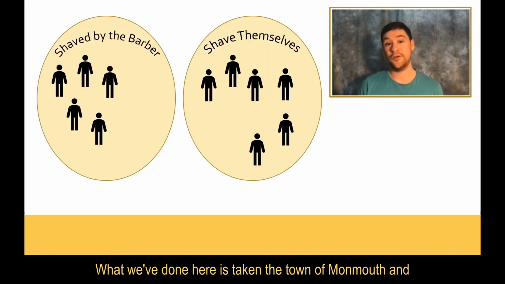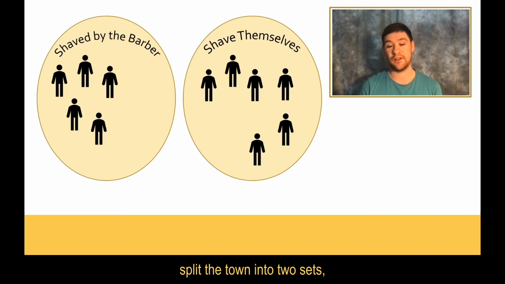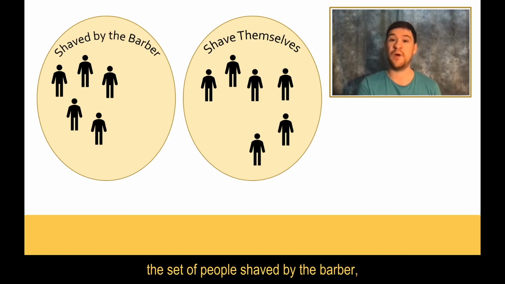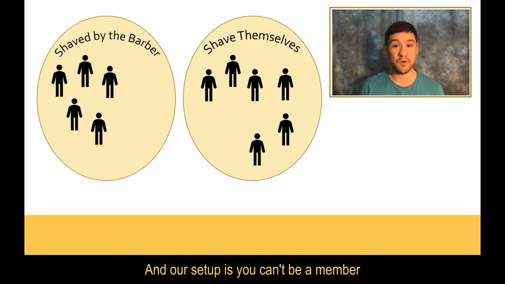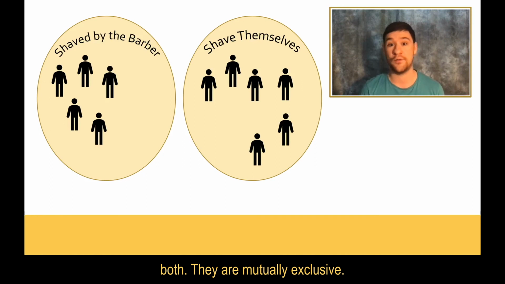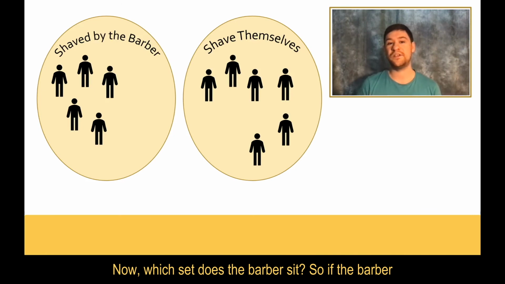What we've done here is taken the town of Monmouth and split the town into two sets. The set of people shaved by the barber and the set of people who shave themselves. And our setup is you can't be a member of both. They are mutually exclusive. Now, which set does the barber sit in?